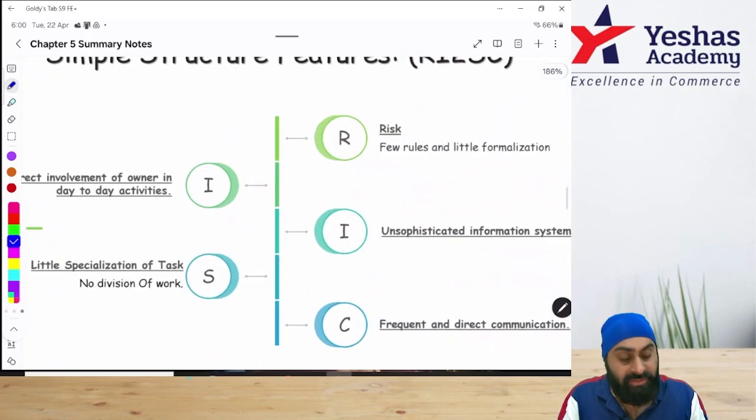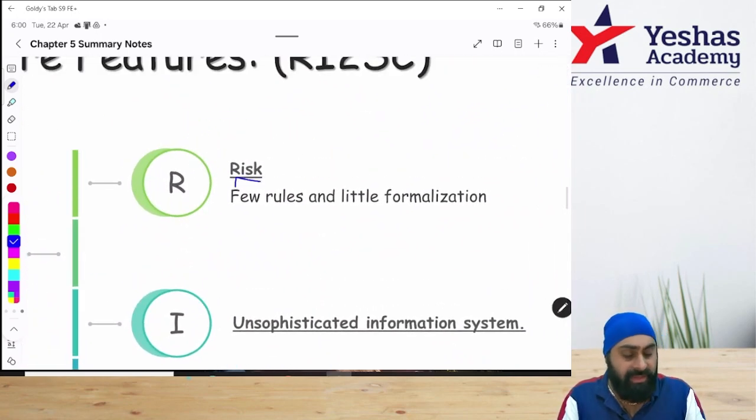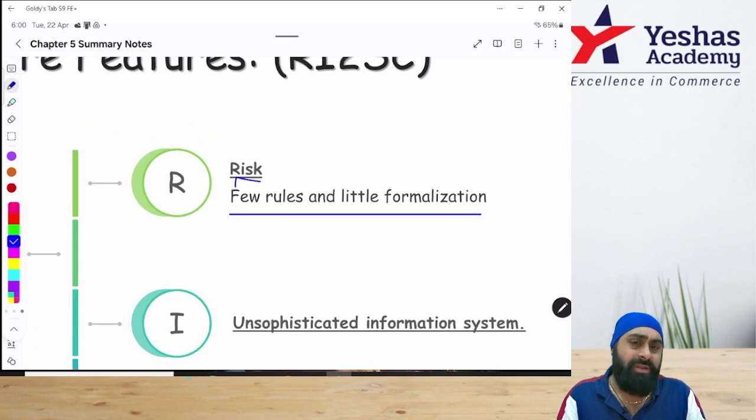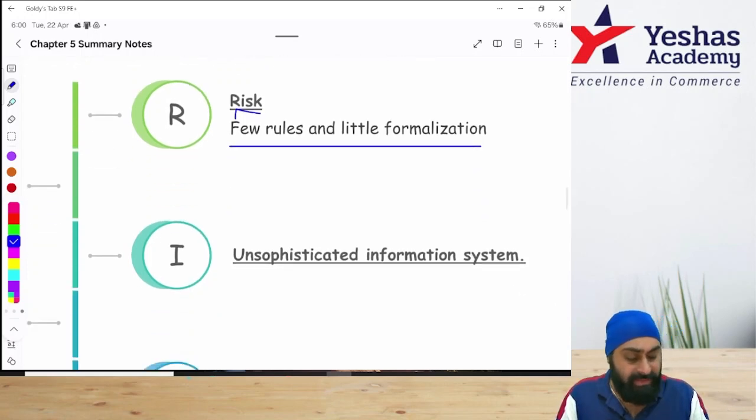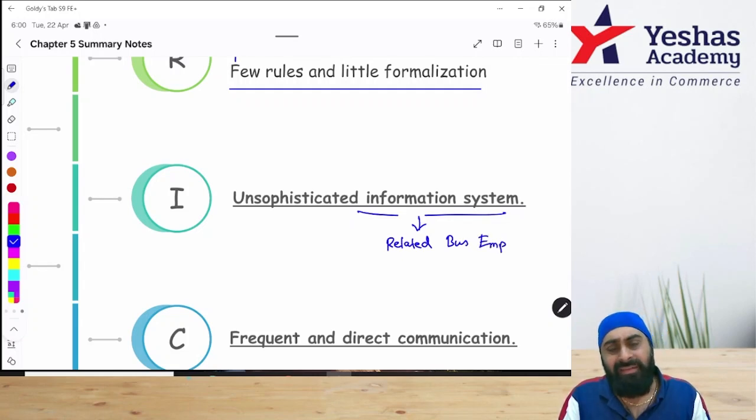Now, what are the simple structure features? The first feature of simple structure is that there are very few rules and limited formalization, because if you keep more formalities, you have to follow them. So you, as a boss, would require fewer formalities. There is also an unsophisticated information system, because I'm directly related to my business and my employees. So I don't care for a great sophisticated information technological system. An unsophisticated information system would do fine.